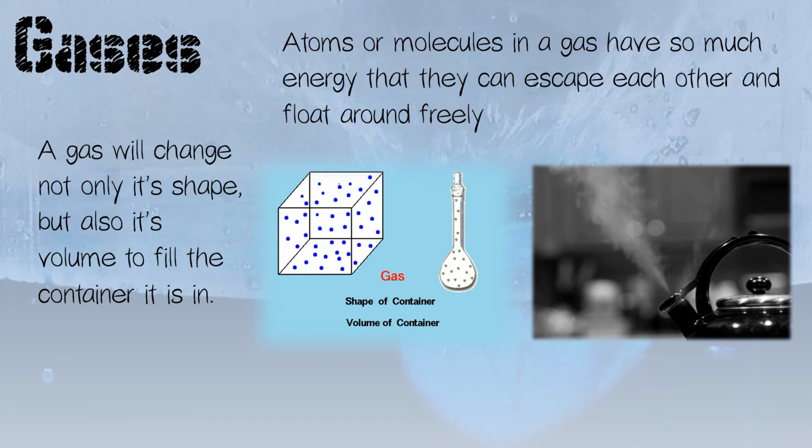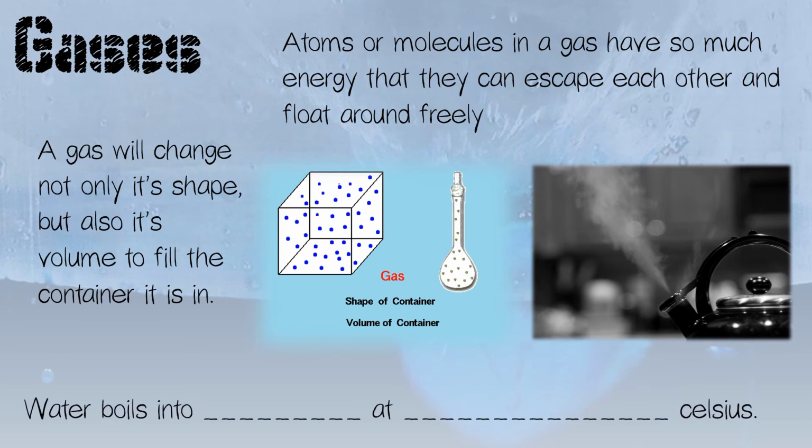We can also see this picture of a kettle boiling, and that is a gaseous form of water. What is this gaseous form called? Water boils into steam at a temperature of 100 degrees Celsius.